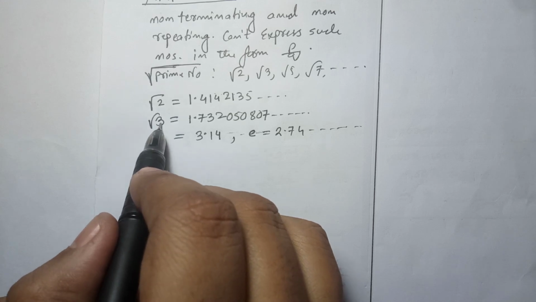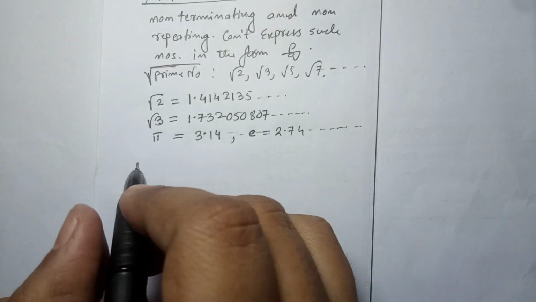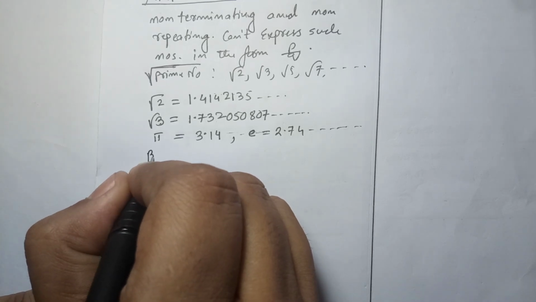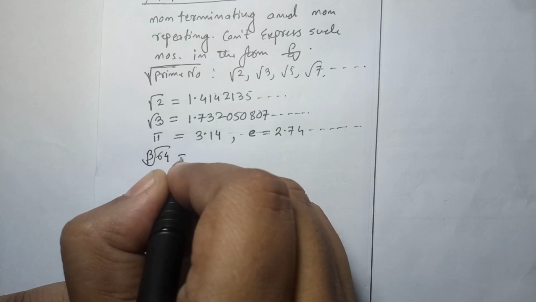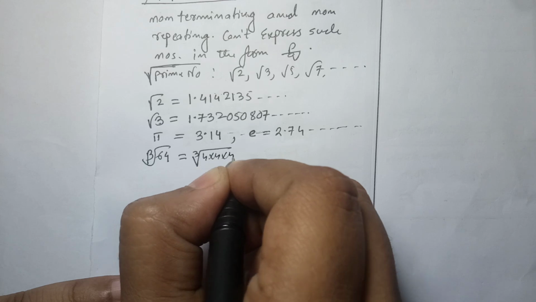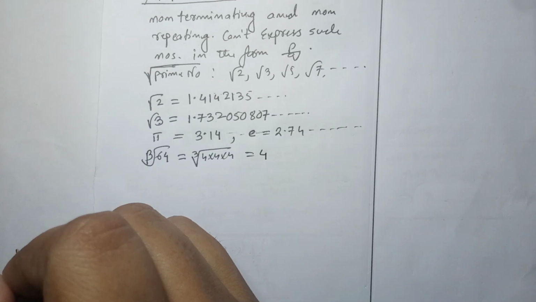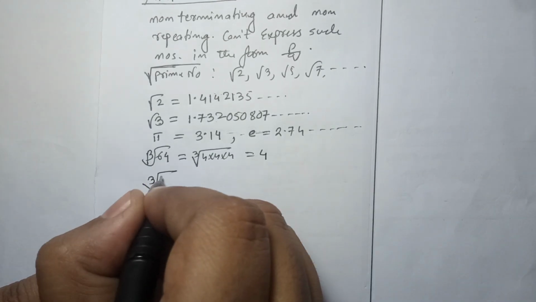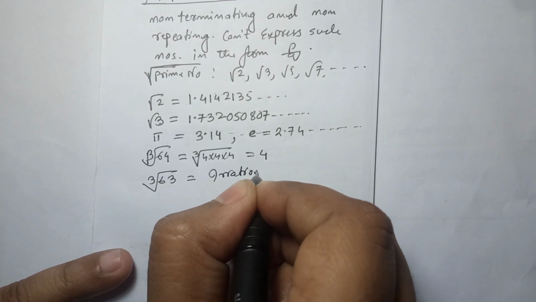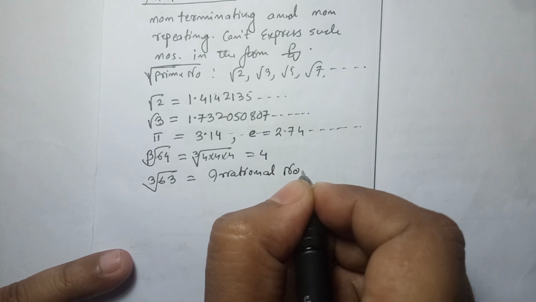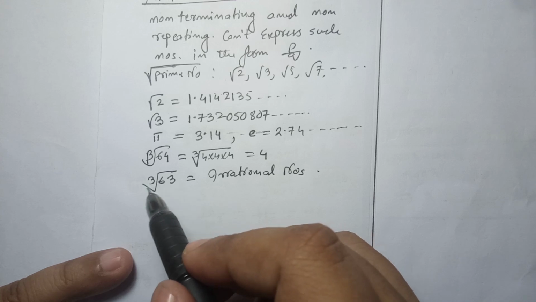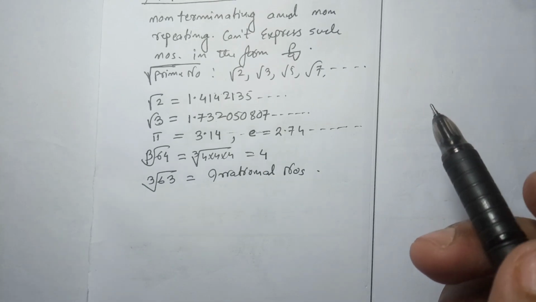So square root of 2, square root of 3, we can say that numbers which are not a perfect square are irrational numbers. Similarly, numbers which are not a perfect cube. We know that cube root of 64 is 4, since 4 into 4 into 4 gives 64. So this is a rational number, right? But cube root of 63 will be an irrational number. So numbers which are not a perfect square or perfect cube are irrational numbers.